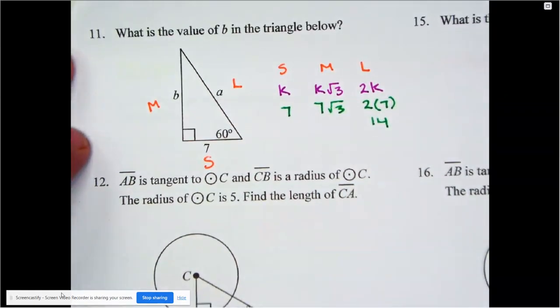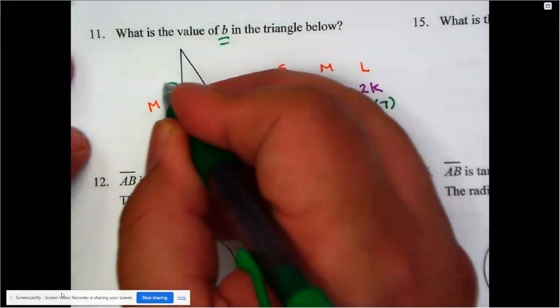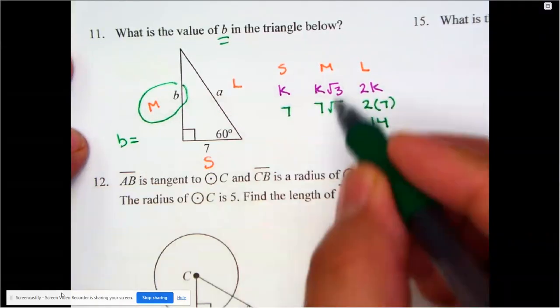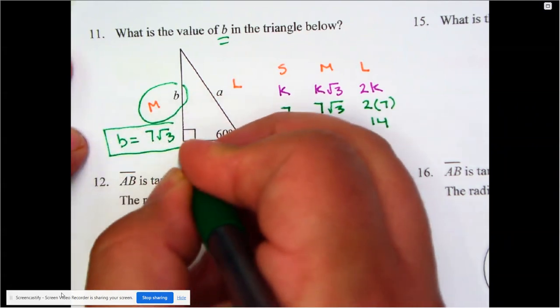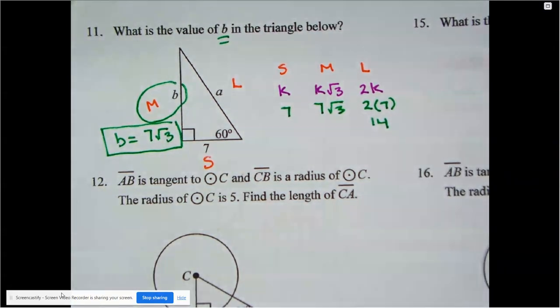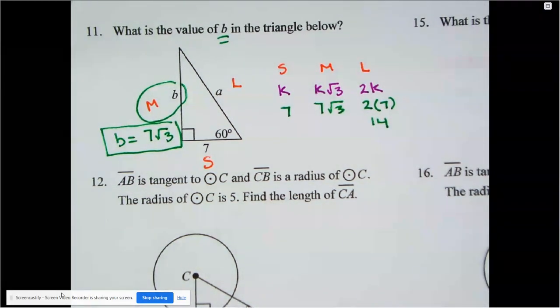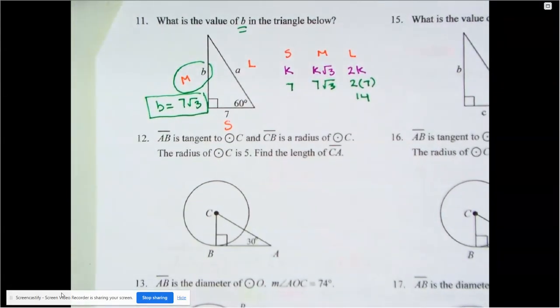And then looking at it carefully, they said, well, tell me what B is. Well, B is the medium. So here we go. B is equal to the medium, which is 7 radical 3. And just like that, we're done with that problem. Now, if you're wondering, well, why did we have this throwback question? Well, if you notice, look at question number 12 right below now. Let's see if we can keep it both together. Yeah, we can keep them both together.